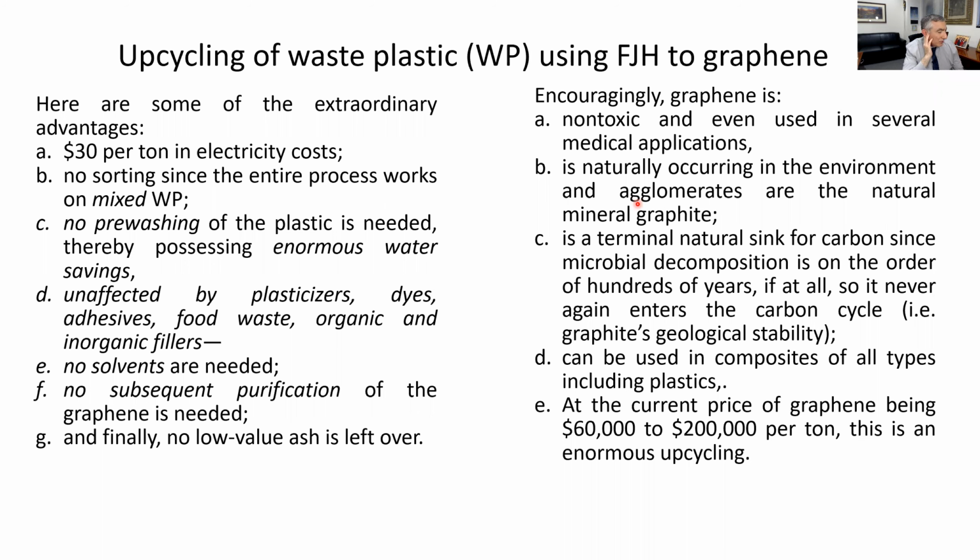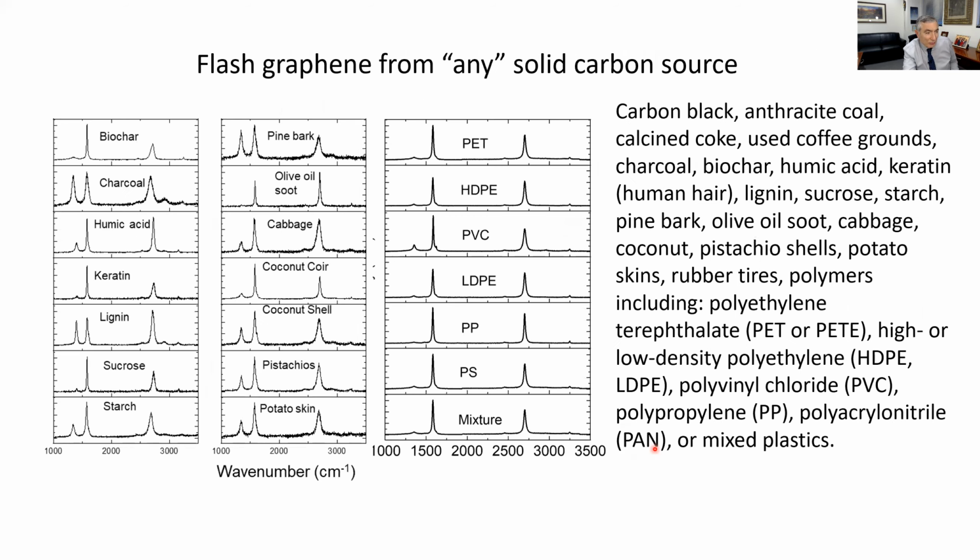You know, go in fertilizer, it's going to become part of a tree. When that tree dies, it's going to turn into CO2. Not this. It's going to stay for at least hundreds of years under most conditions. Now you can get it to degrade, but under most conditions, it's not. Look at the graphite's geological stability. It can be used in composites of all kinds, and at the current price of 60 to 200K per ton, there's a lot of incentive to do something with this.